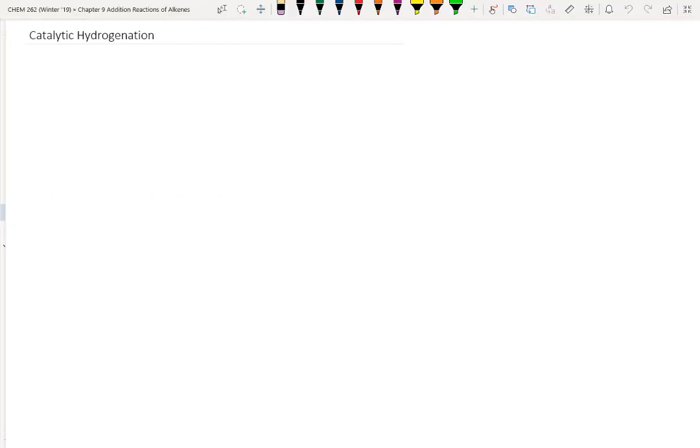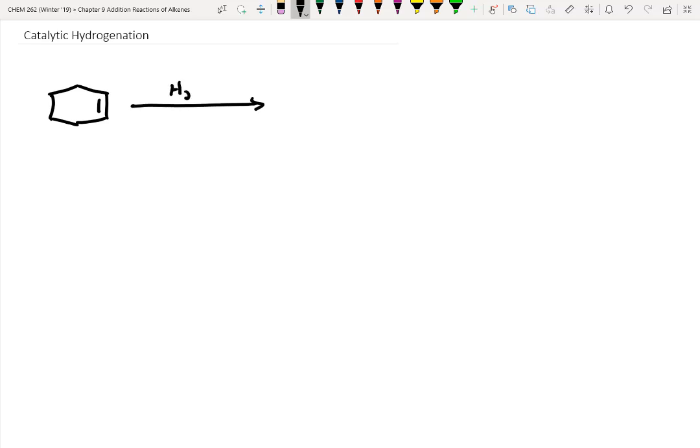The next and last reaction for this chapter is catalytic hydrogenation. This one's pretty straightforward. You can have an alkene. You can treat this with hydrogen under ridiculously high pressures, or you can add a catalyst and do it at more reasonable temperatures. And the catalyst that's most commonly used is platinum or palladium. Usually it's palladium on carbon. So what that means is you have essentially charcoal with embedded palladium. So it's usually like 5 or 10% by mass.